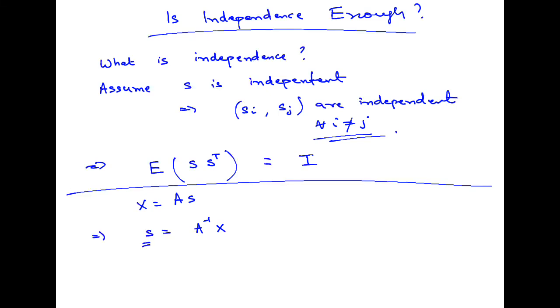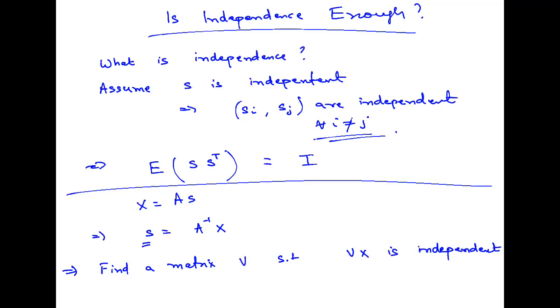In order to get the sources, what does this mean? I need to find a matrix A inverse. Let's call it the matrix V. So this implies find a matrix V such that V times X is independent. We are all interested in independence of the sources.